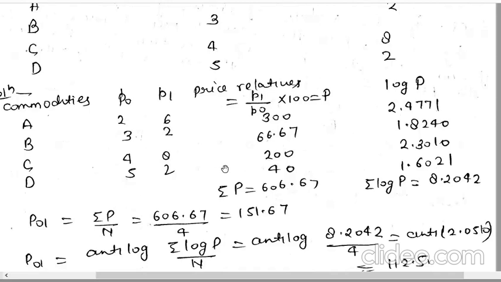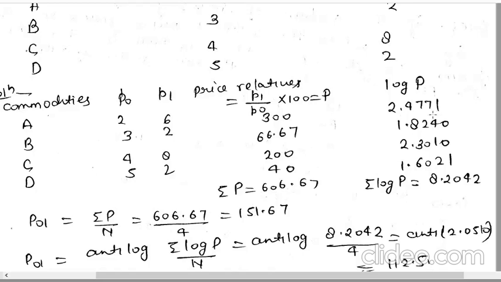So first you will calculate P1 upon P naught. So it is 6 upon 2 into 100, that will be 300. 2 upon 3 into 100, 66.67. 8 upon 4 into 100, 200. 2 upon 5 into 100, 40, right? So you are calculating your capital P by this formula, and you will calculate P01 is equal to summation P upon N. So after summation, you will get 606.67 upon 4. After dividing by 4, you will get your answer of 151.67. So this is your arithmetic formula.